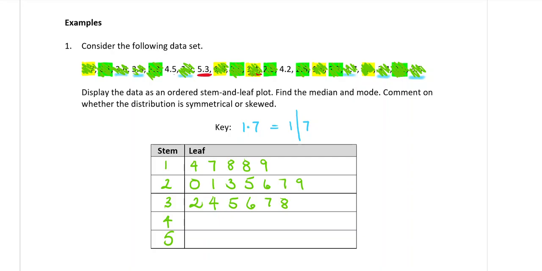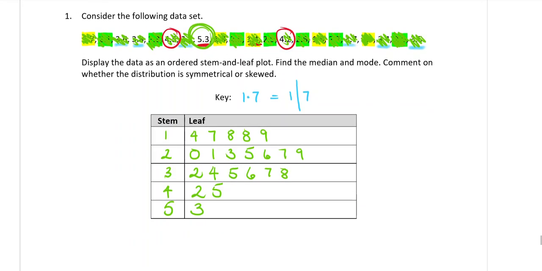Now we want the 40s. So I have the 4 points, 4.5 and 4.2. There's only 2 of them, that's easy. So the 2 will be first and then the 5. And then that leaves just the 5.3 as the very last number to go in there. So every single number is in there and in order. Okay, how do we find the median and the mode?